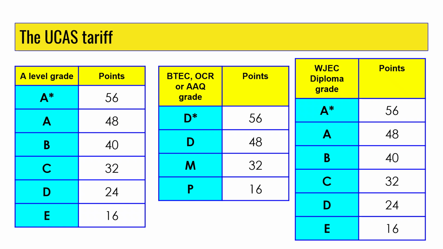Similarly, you could be picking one of the popular WJEC diplomas, say for example in criminology. And although this is regarded as a vocational subject, it's still graded A star to E. And you can see here that the points are worth exactly the same as if you were doing an A level or its equivalent in a BTEC. The full range of subjects and variety of qualifications is set out on the UCAS website should you wish to look at it.